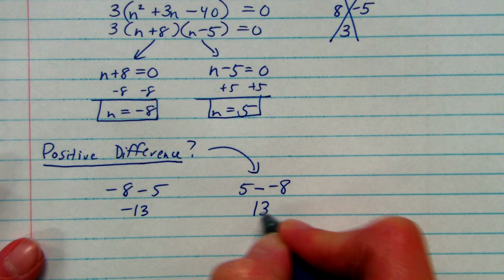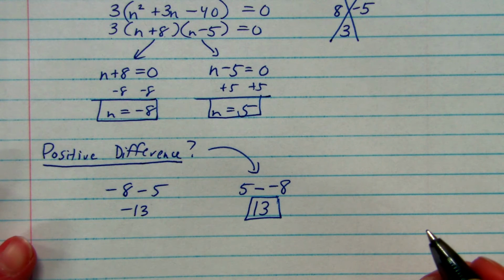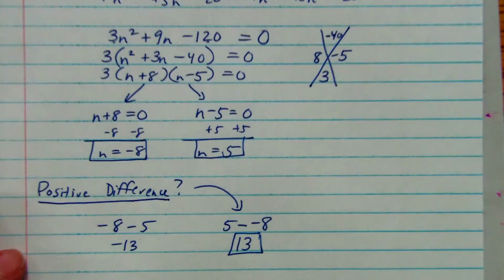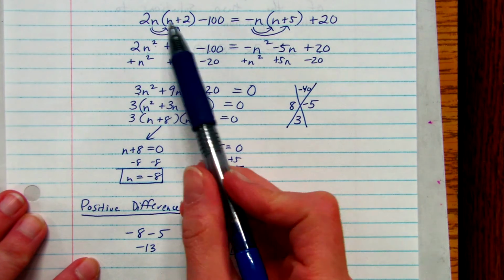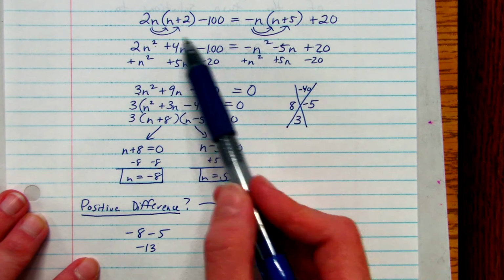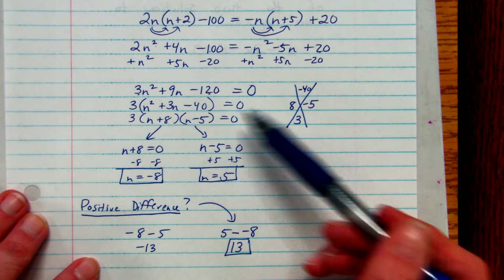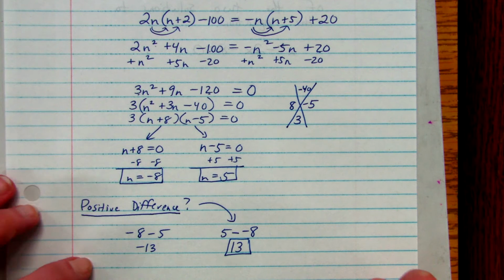This is going to give me positive 13. So they're looking for the one that is positive. So essentially what we did, just to kind of review, is we turned this into a quadratic equation. And with any kind of equation, you want to distribute, combine like terms, get everything to one side. It's just going to make it easier to solve. And then using factoring is just a simple way to solve this.